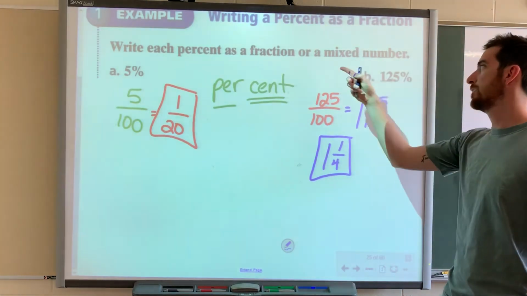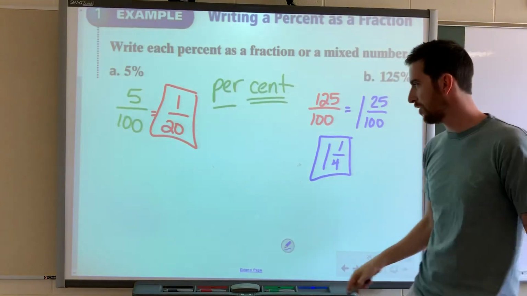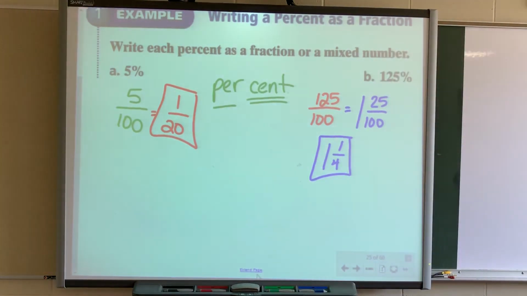Or, it did say leave it as a mixed number, but if it said leave it improper, you could just leave it 5/4. But we wanted it to be 1 1/4.